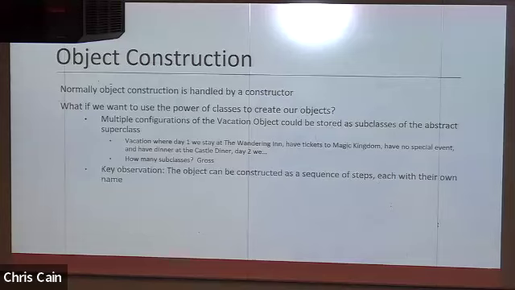So the observation, though, that helps us with this is we can break this down. Instead of needing all of this information at the same time, we could break it down into a sequence of steps. The step could be, where are you staying on day one? Figure that out, add it to a vacation object. Where are you going on day one? What park are you visiting on day one? Figure that out, add that to the object. Do you have a special event? If so, where? Add that to your vacation object.